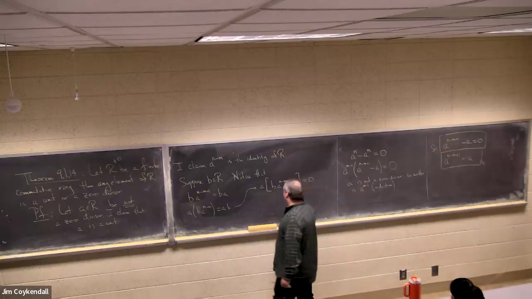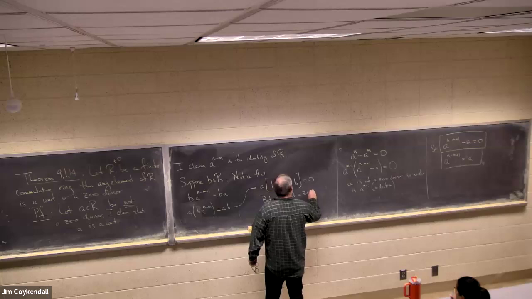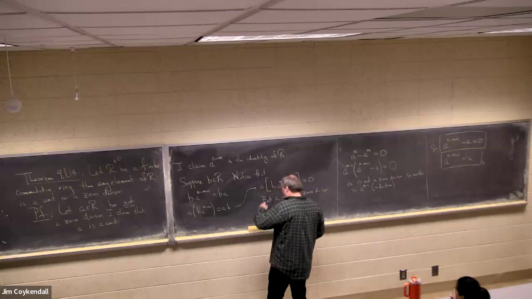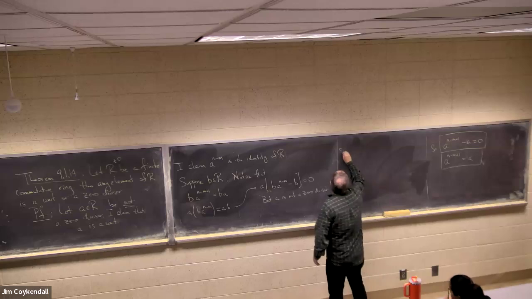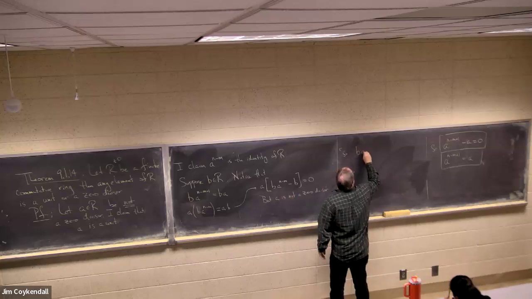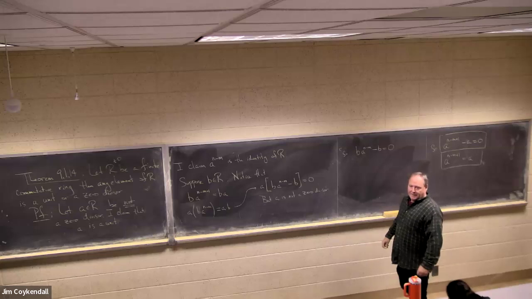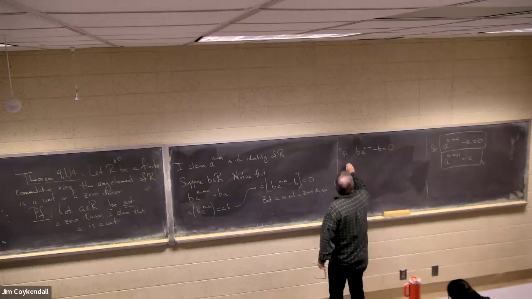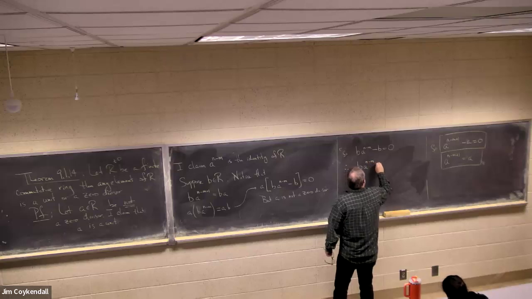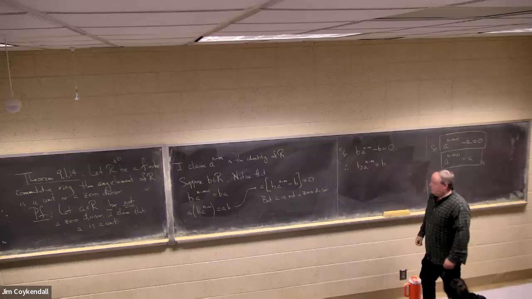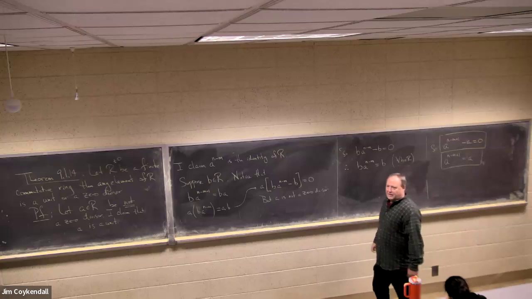But A is not a zero divisor. And so this piece has to be zero. Agreed? Therefore... so there it is.